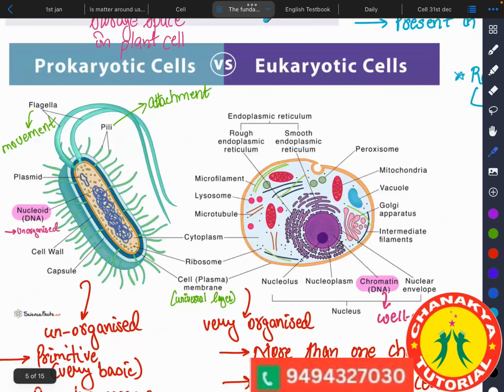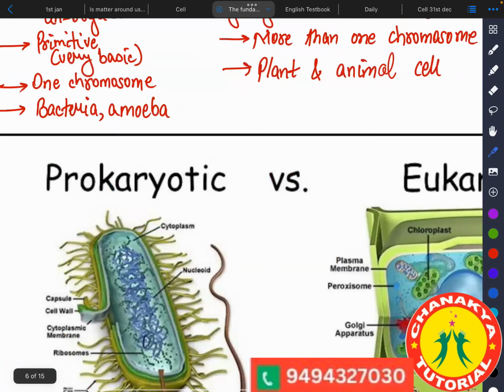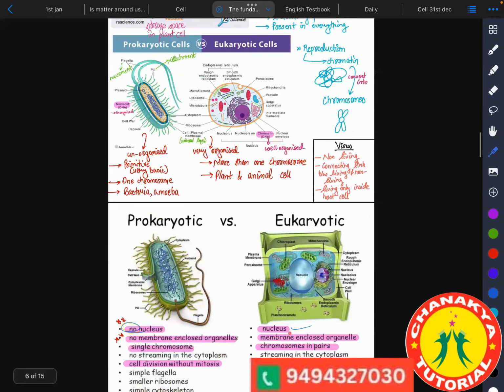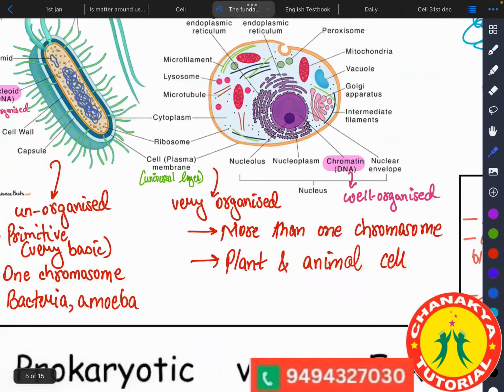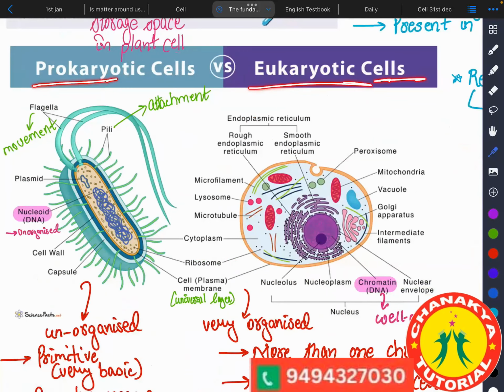As you can see in these two types, the eukaryotic and prokaryotic, they represent what? Cell membrane. Can you see the cell membrane? Yes, sir. So here it is, the cell membrane. In eukaryotic also there is a cell membrane. In prokaryotic also there is a cell membrane.